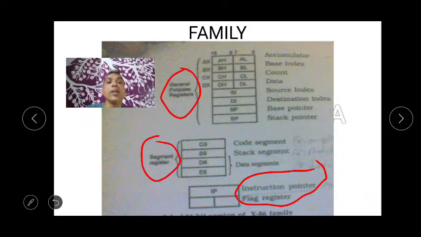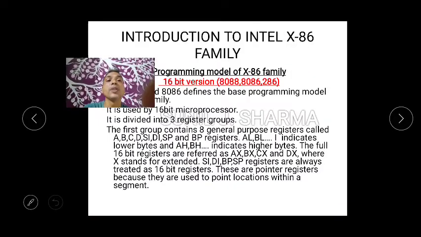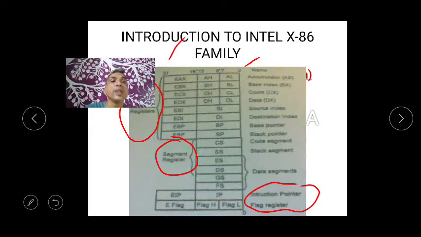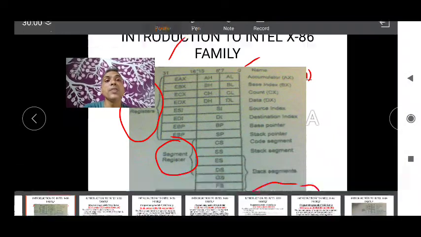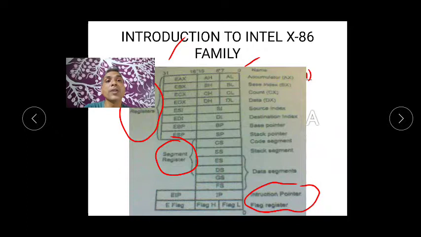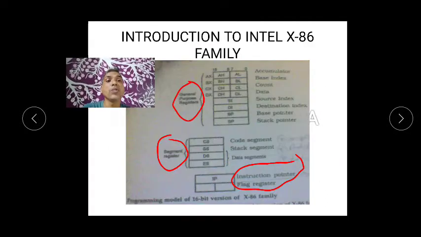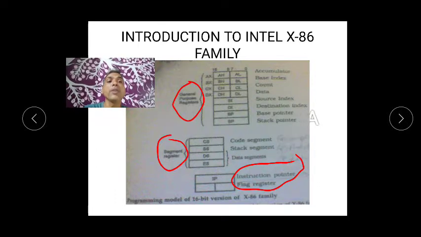Okay, and when you compare this diagram with this one, I think the diagram is almost the same, but here you can see a smaller number of registers, but the rest of the things are the same, only the size differs. So if they ask the question about 16-bit, then you have to draw this diagram. So: general purpose registers, segment registers and instruction pointer and flag register.